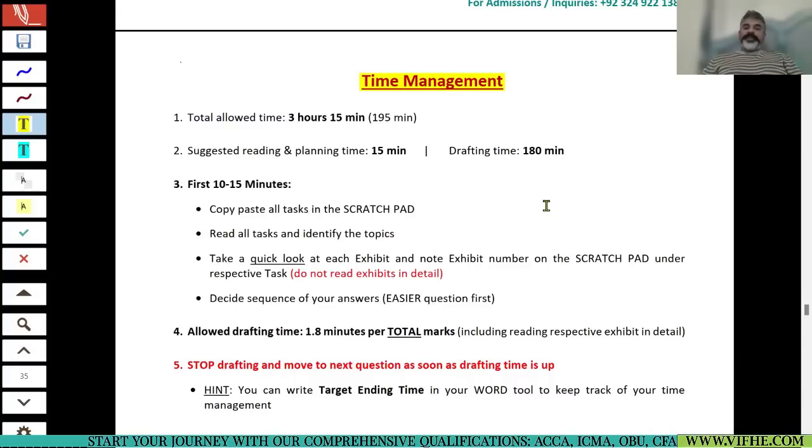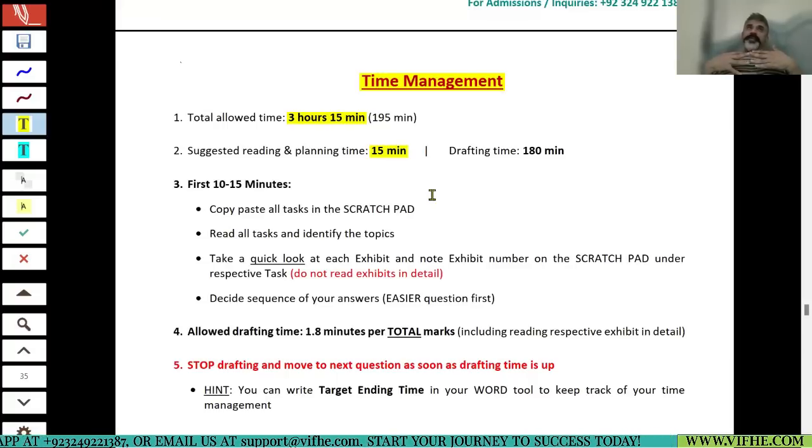Why is it the first and foremost item which I picked up? Because time management is the number one priority. If you attempt an 80, 85 marks paper, you will most likely never pass. But if you attempt a 95 to 100 marks paper, then the chances of passing are really high. So time management is the number one thing which you need to focus on. So, we all know that the allowed time is 3 hours and 15 minutes. So the first 15 minutes, you can play around with the paper.